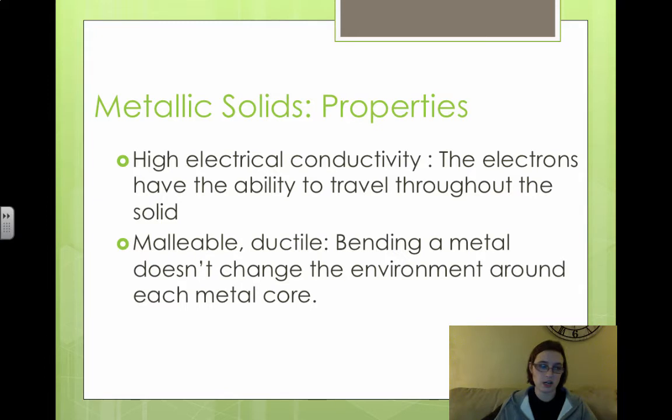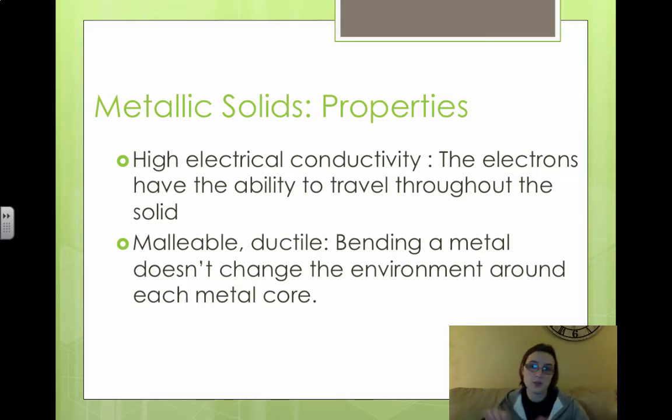Other properties are the high electrical conductivity. So metals are very good conductors of electricity. And the reason being is because the electrons flow very easily throughout the solid. So the easier electrons can flow throughout the solid, or even throughout a solution, the more likely it is to conduct electricity. Most metals are also malleable, which means they can be hammered into thin sheets. And then they're also ductile, which means that they can be drawn into long, thin wires.